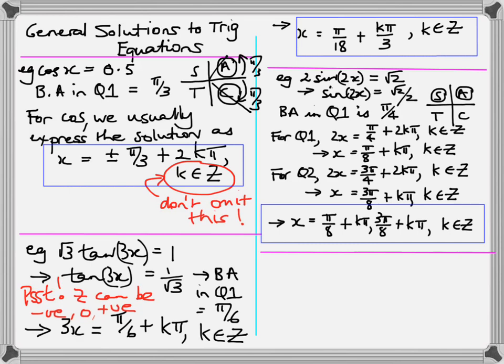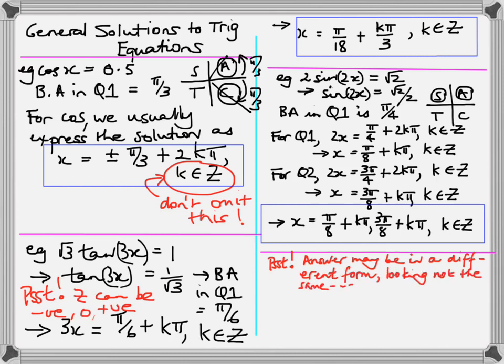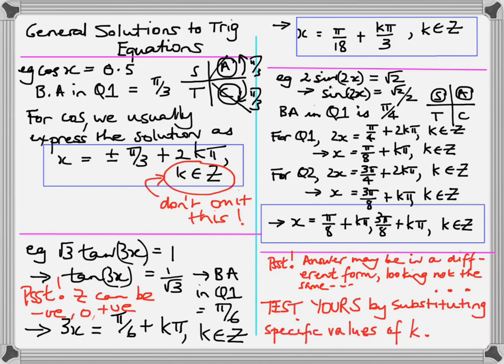Lovely. But the thing is, if you do that example and you look up the textbook, it might say what looks to be something different, and you might think, oh, I've got it wrong, but you probably haven't. So I'm just going to let you into that secret. The answer may be in a different form in the textbook. Looking not the same, but it probably is the same. What you have to do is test yours against the solution by substituting specific values of k, or whatever variable you've put in there to account for the infinite number of revolutions.